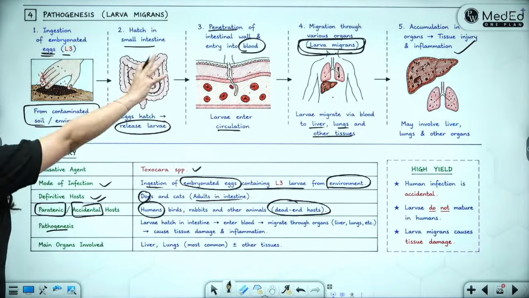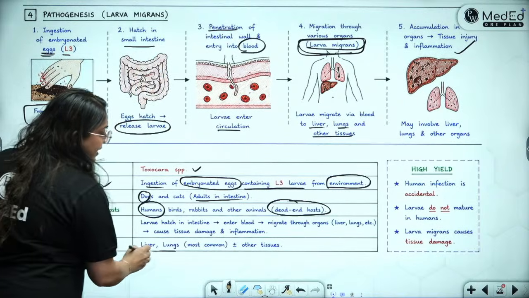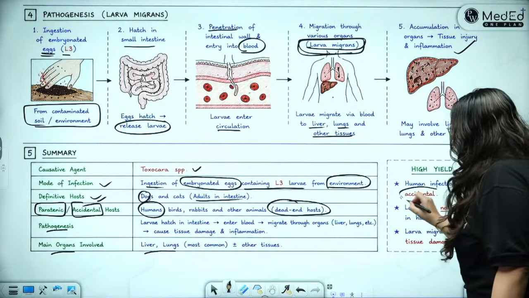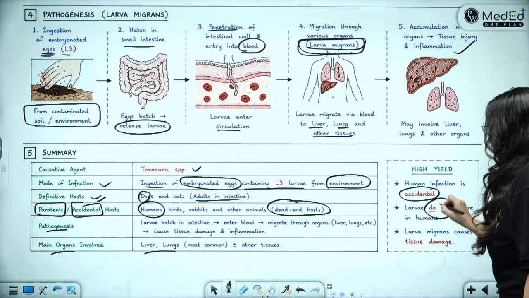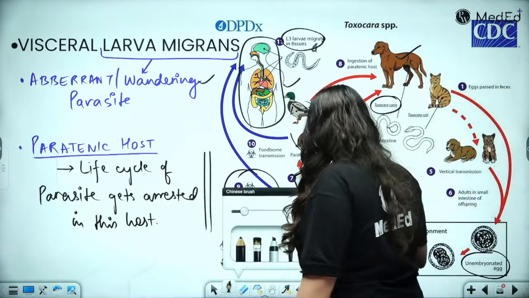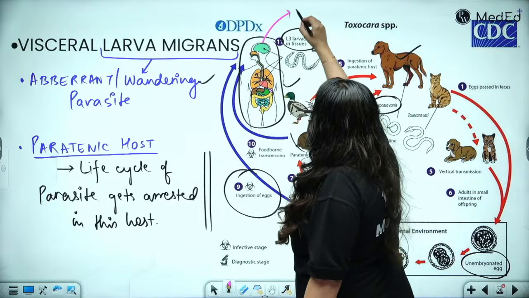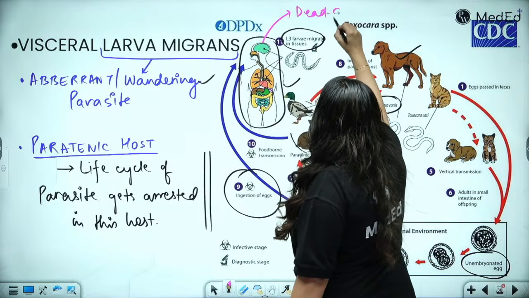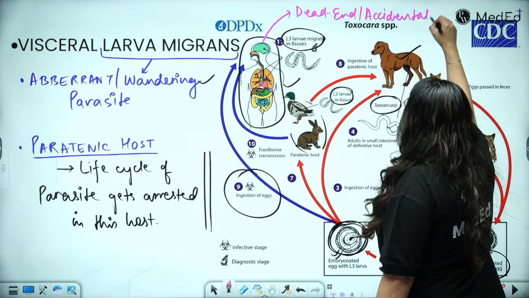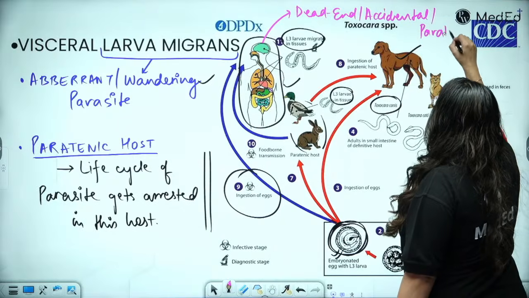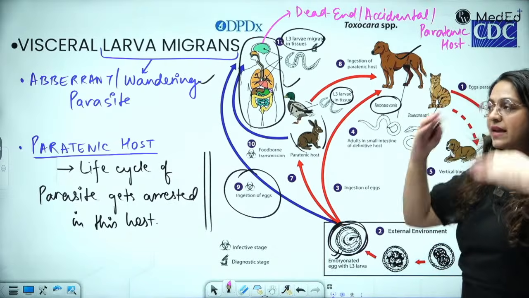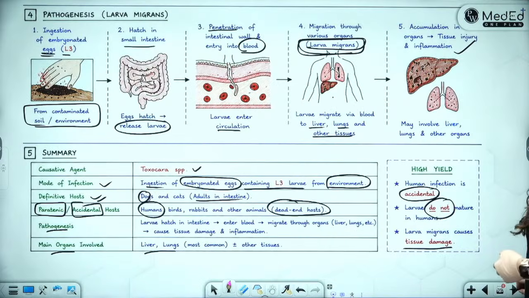Pathogenesis, you have just seen in the above diagram. Main organs are the liver and lungs most commonly, but it can also be present in other tissues. What is high yield? Human infection is accidental. Larvae do not mature in humans. They cause tissue damage. So what is the human in this case? The human in this case is a dead end host, an accidental host, also a paratenic host. That is what a human is in larva migrans.